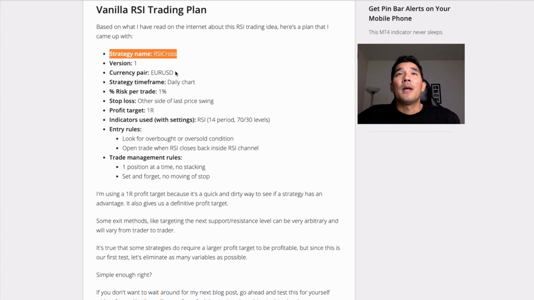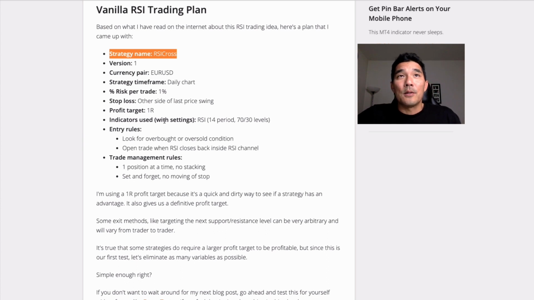This is version 1. I'm going to be testing it on the Euro US dollar on the daily chart, risking 1% per trade. The stop loss is going to go on the other side of the last price swing, and I'll explain that in a minute on the chart. Then the profit target is going to be 1R, because that's a simple way of figuring out if the strategy has some basic profitability, right? If you use an arbitrary exit like the next support or resistance level, different traders will draw that level differently. So if you use 1R, it's a very objective way of exiting, and that makes it easy to compare data.